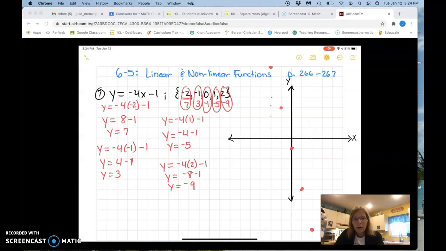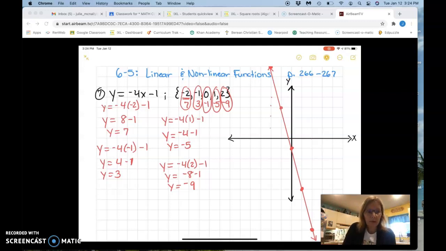That was lucky. So I'm going to try to connect those dots the best that I can. It is a straight line. So let's see if I can do it. Hey, I did it. Okay. And then you would put little arrows on the end because it's a line that goes on forever in both directions. And that's it. That's all we had to do for that one, is figure out the y values and then graph it.